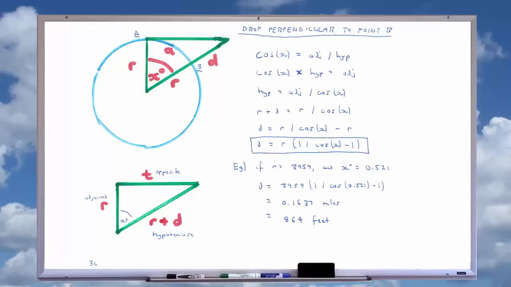First, we will look at the distance from the tangent to the Earth at point B perpendicular to the Earth at point B. In this case, we can imagine a triangle with hypotenuse length r plus d and adjacent length r.